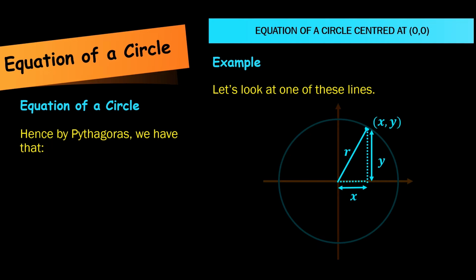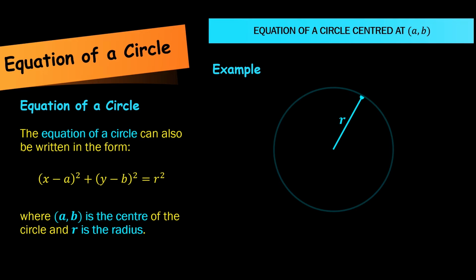If you consider Pythagoras' theorem, we have that x squared, which is the x-coordinate, plus y squared, which is the y-coordinate, equals r squared, which is the radius of the circle. And this equation, x² + y² = r², is the equation of a circle. The equation of a circle can also be written in the form (x − a)² + (y − b)² = r², where (a, b) is the centre of the circle and r is the radius.